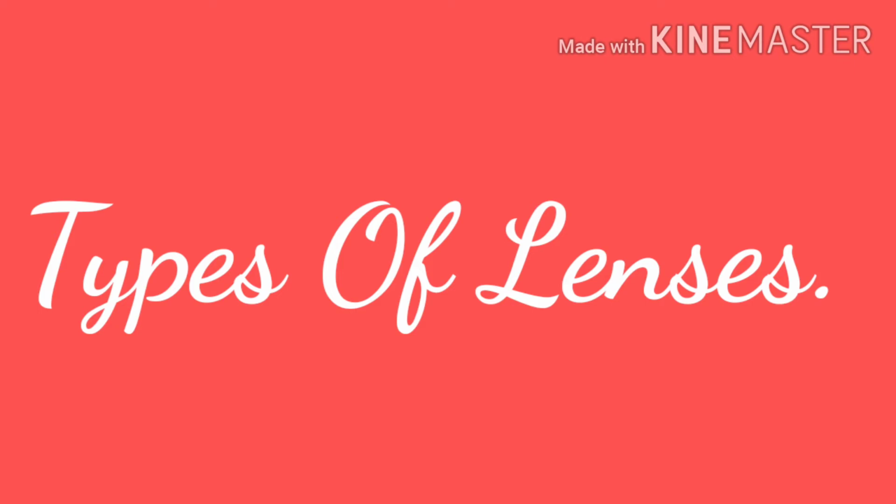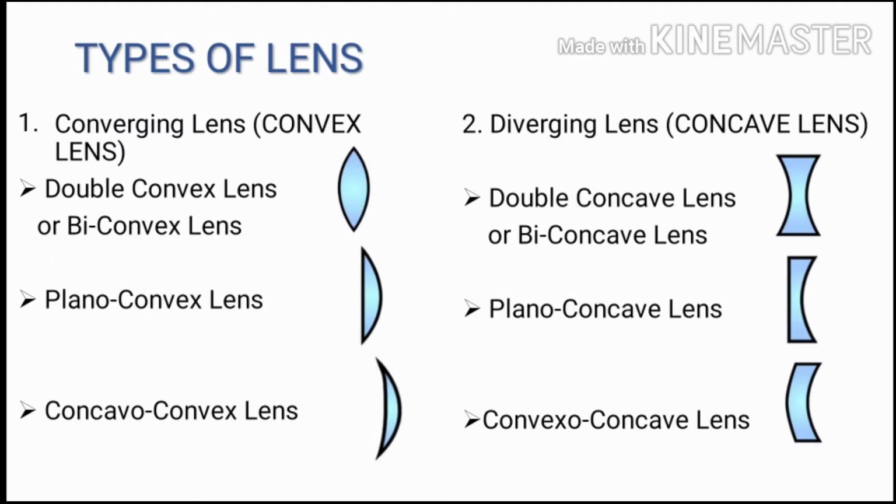Basically, we have two types of lenses: converging lens and diverging lens. As convex lenses converge the light rays, they are also called converging lens. And concave lens, they diverge the light rays, so they are also called diverging lens. The word convex means curved outward and concave means curved inward.